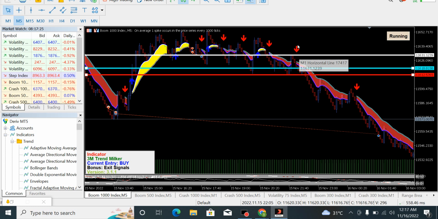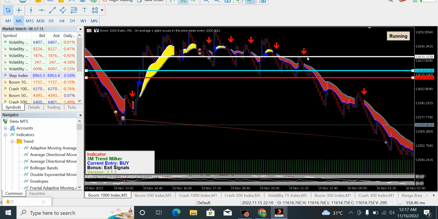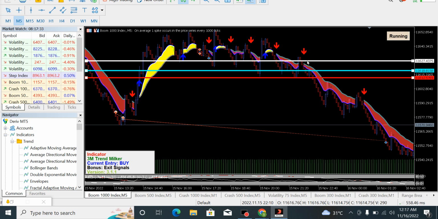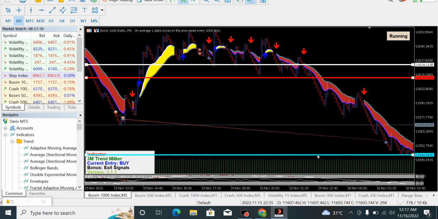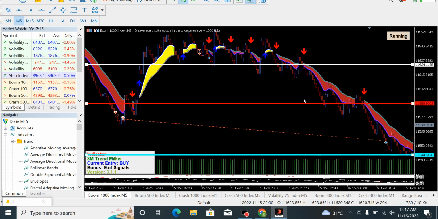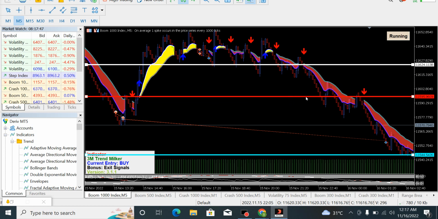Okay, I'm using this particular arrow as the new entry point right now. So this is going to be our new entry point somewhere here. Okay, so let me remove the stop loss. The take profit, I've removed the take profit.